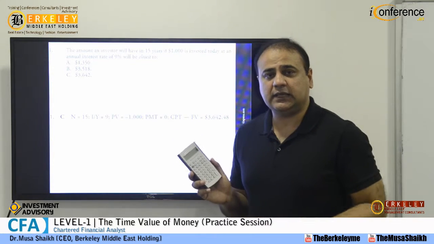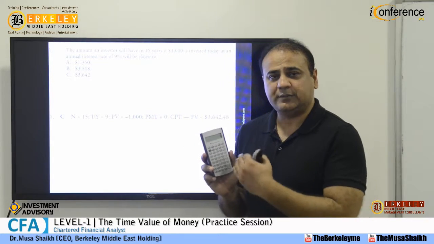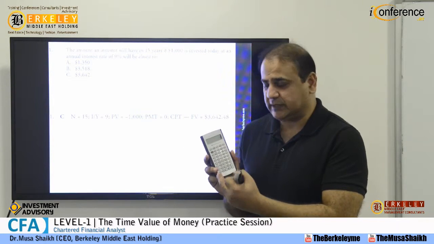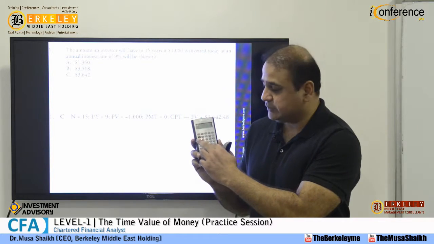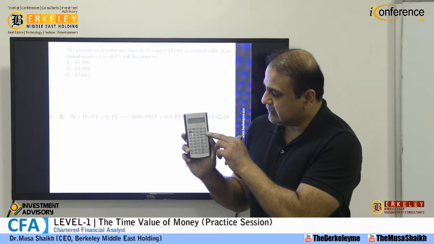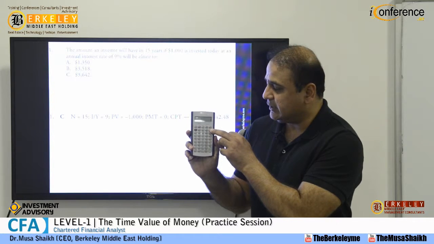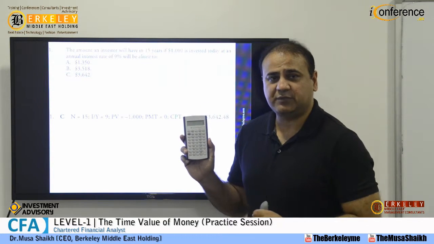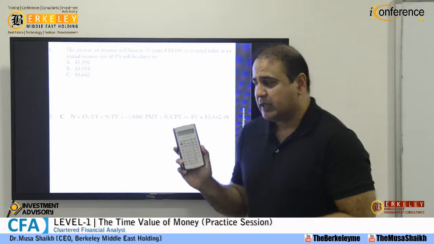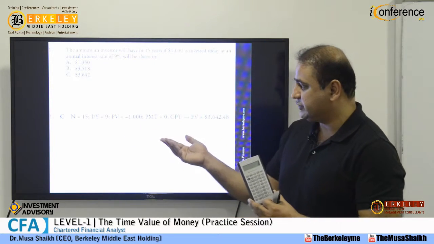Before you start anything on the calculator, always make sure that there is no previous data in the calculator, and you have to give a very easy command. Just press compute second, and then there is a button for clear TVM, time value of money, and you will click this, so it will erase the previous records. Now we'll put this data and see what is the future value.